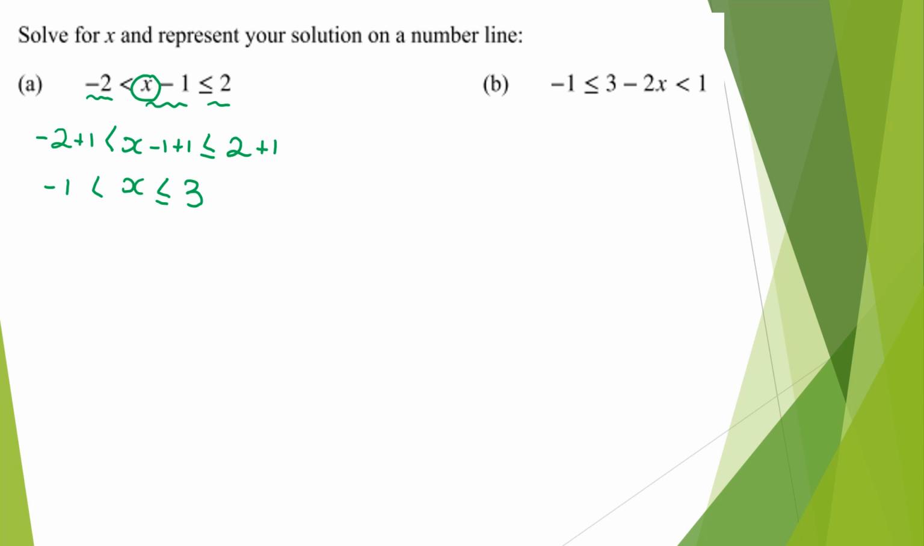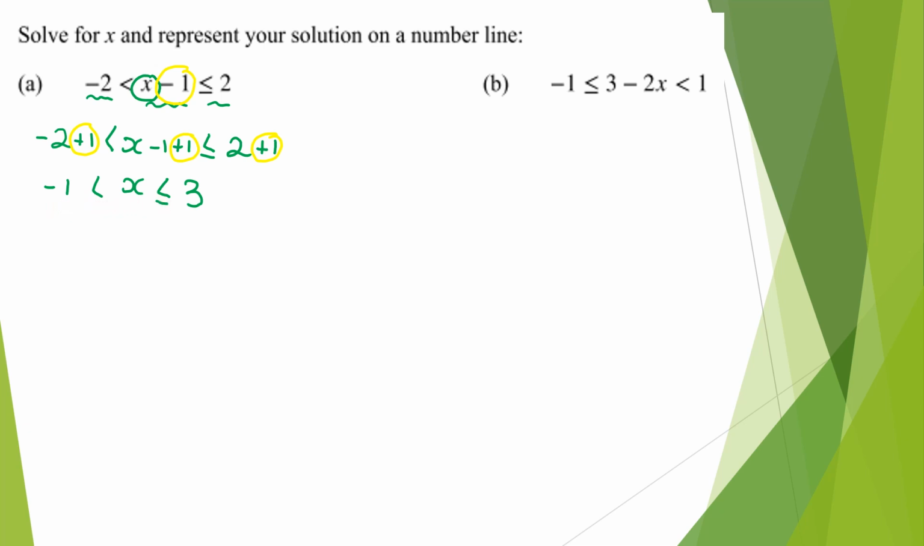So let's talk about it again. This minus 1 was in the way, so we added 1 everywhere. On the left, on the right, and in the middle. So the solution to this inequality are all the x values greater than minus 1 but less than or equal to 3.